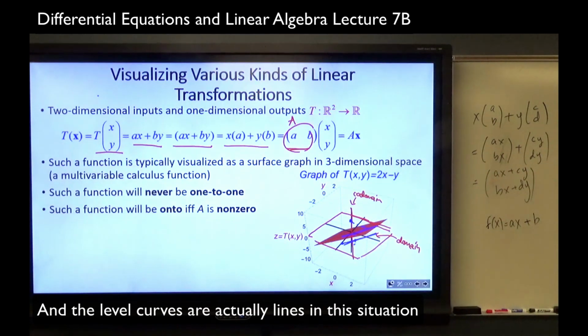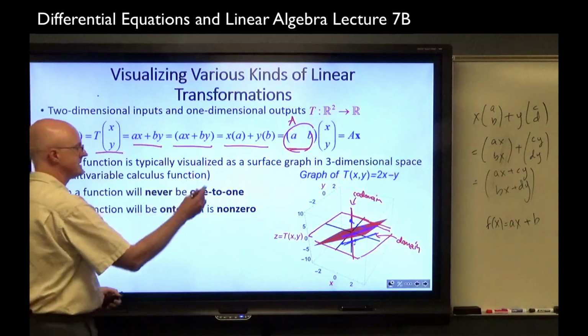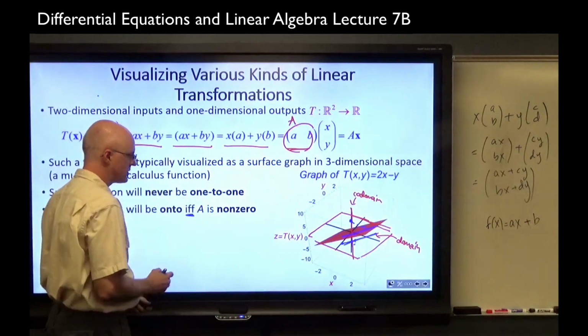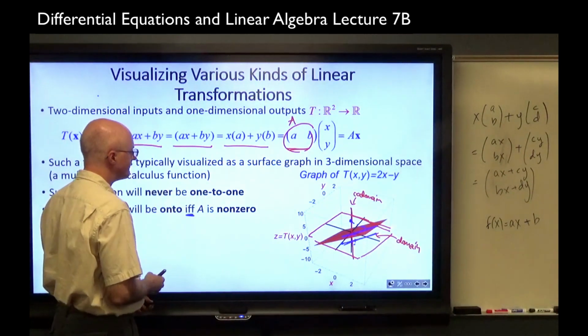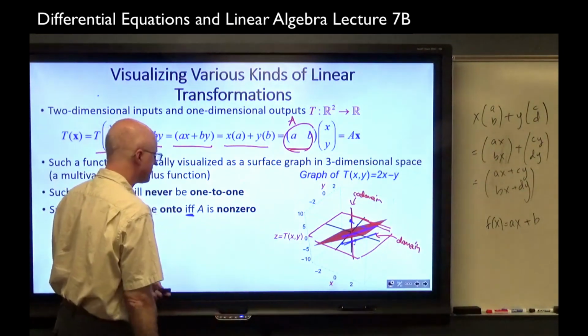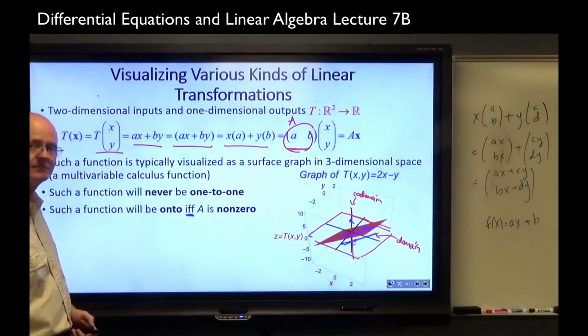So it's never one-to-one. It's onto if and only if capital A, this matrix, is non-zero. This IFF is shorthand for if and only if. Capital A is non-zero. In other words, either little a or little b is non-zero, or both are non-zero.